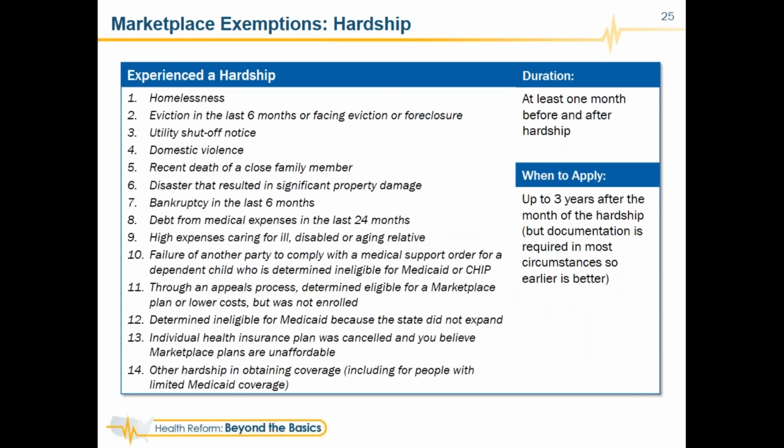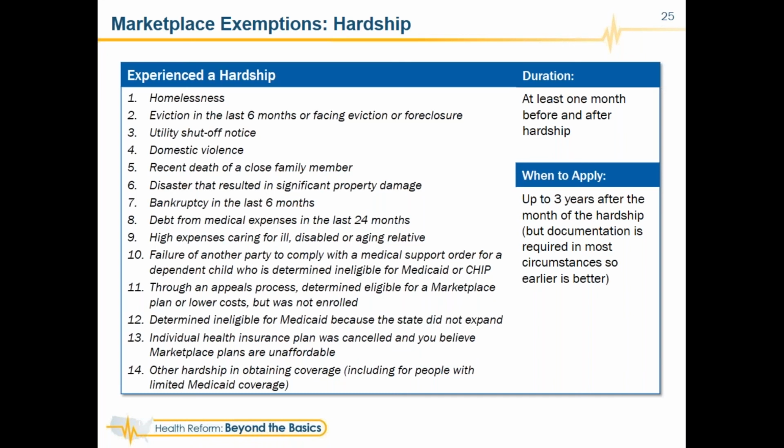Another marketplace exemption is for hardship. As we talked about before, these are examples of pretty extreme personal hardships, but it also includes some other things like utility shutoff notices. Unfortunately, many people have those. So there might be some other causes for exemption. Some of them are a little ill-defined. We don't have great clarity on what they mean, like high expenses caring for ill, disabled, or aging relatives.